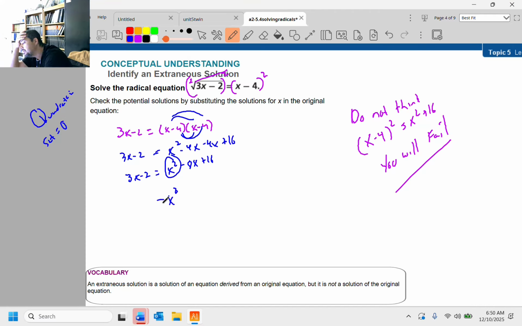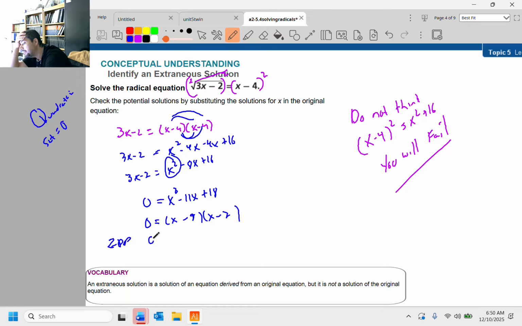But anyways, I'm going to put a 0 on the left-hand side. Negative 8x minus 3x is minus 11x. 16 plus 2 is 18. And by golly gee, wow, that thing will factor. Factors of 18 are 9 and 2. If they're both negative, they add to negative 11. Kick in the ZPP.